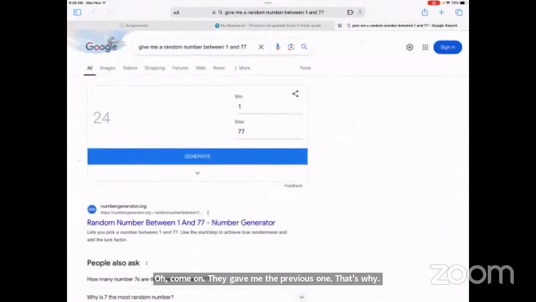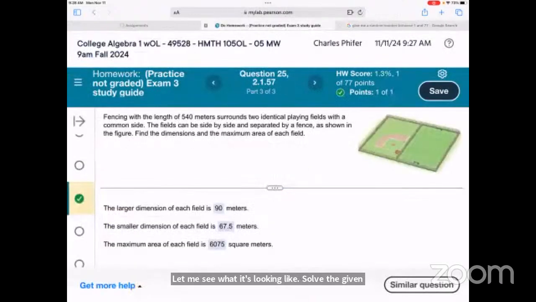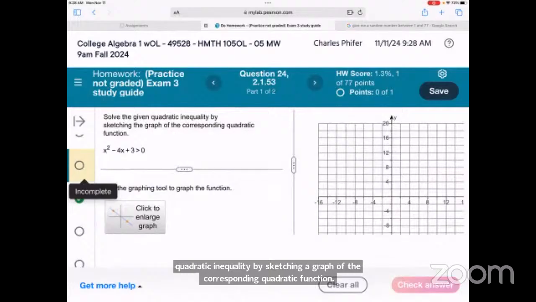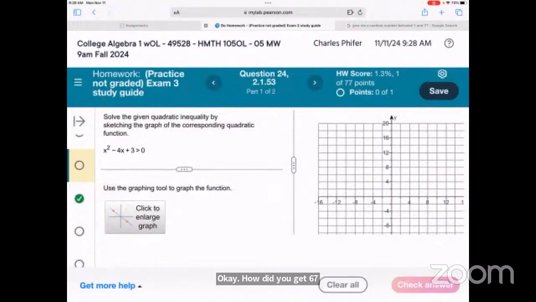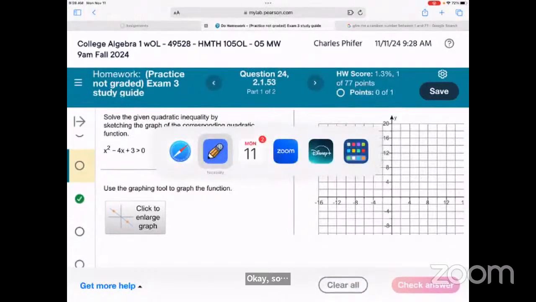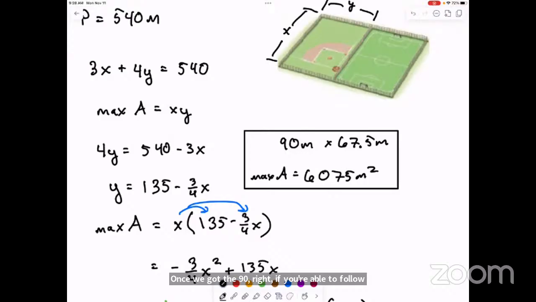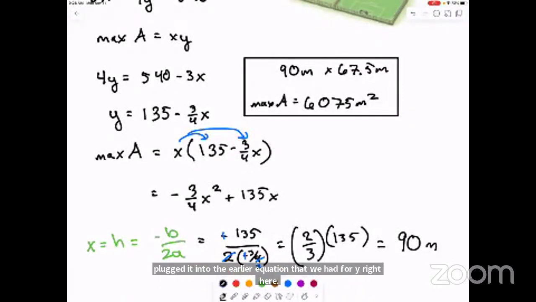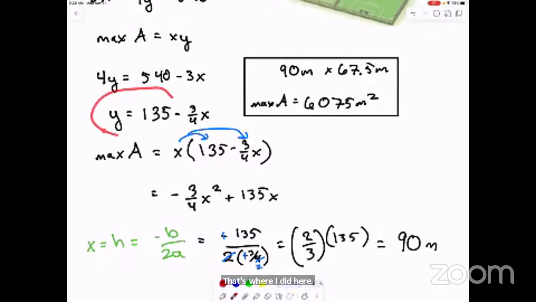Solve the given quadratic inequality by sketching the graph of the corresponding quadratic function. Okay. How did you get 67.5? Once we got the 90, if you're able to follow it up until the 90 meters, that was our x. So then we wanted to go back. We just plugged x into the earlier equation that we had for y, right here, and that's where the 67.5 came from.